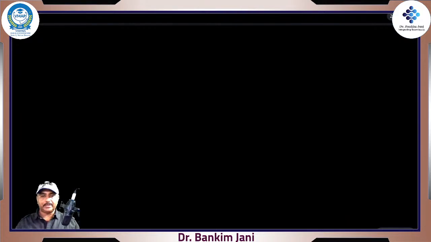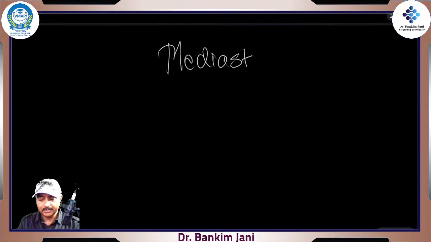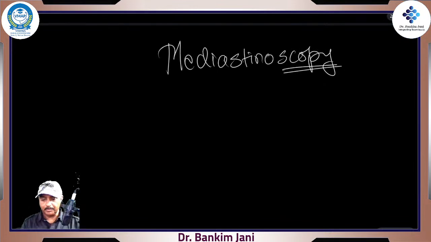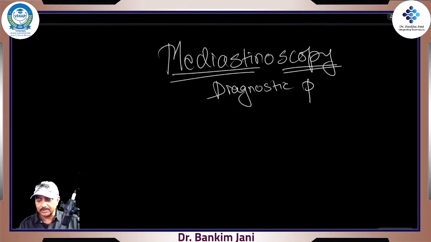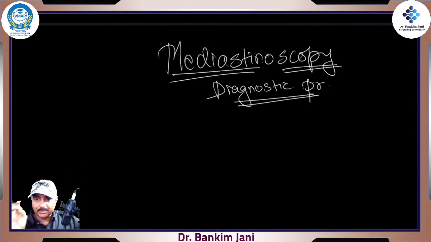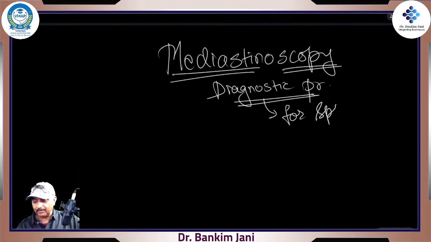Now we talk about one more interesting thing, and that is what is called mediastinoscopy, right? Scopy means to watch. Mediastinum means you want to watch the mediastinum. So basically, this is a surgical diagnostic procedure. What do you really want to diagnose? You want to diagnose the carcinoma of bronchus, to what level it has spread, right? So this is a diagnostic procedure for spread of CA bronchus.